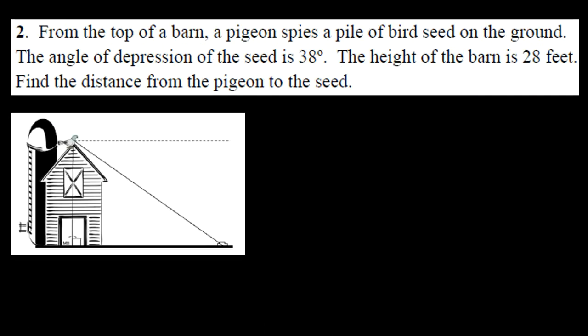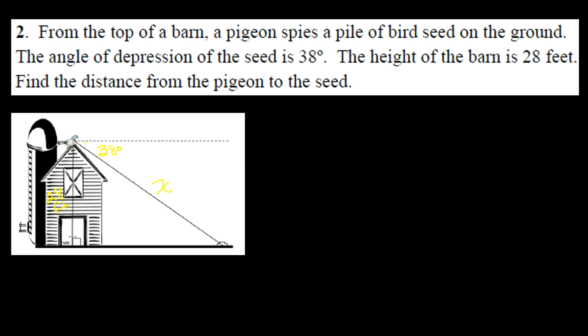Number 2, from the top of the barn, a pigeon spies a pile of birdseed on the ground. The angle of depression is 38. So this is going to be 38 degrees. The height of the barn is 28 feet. So find the distance from the pigeon to the seed. So here's the pigeon, here's the seed. So we're looking for this distance.